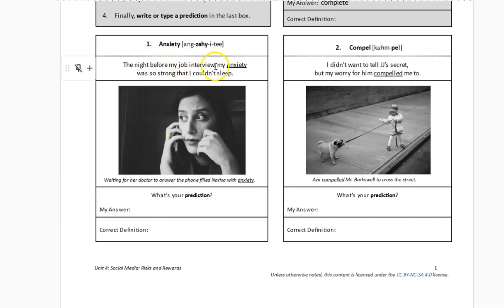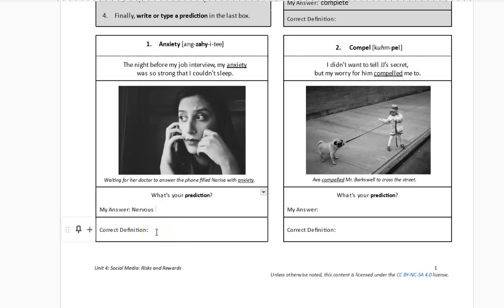The night before my job interview, my nervousness was so strong that I couldn't sleep. Or the night before my job interview, my sadness was so strong that I couldn't sleep. I think in this instance, nervousness makes a little bit more sense. So in the box where it says my answer, I'm going to type in nervous.